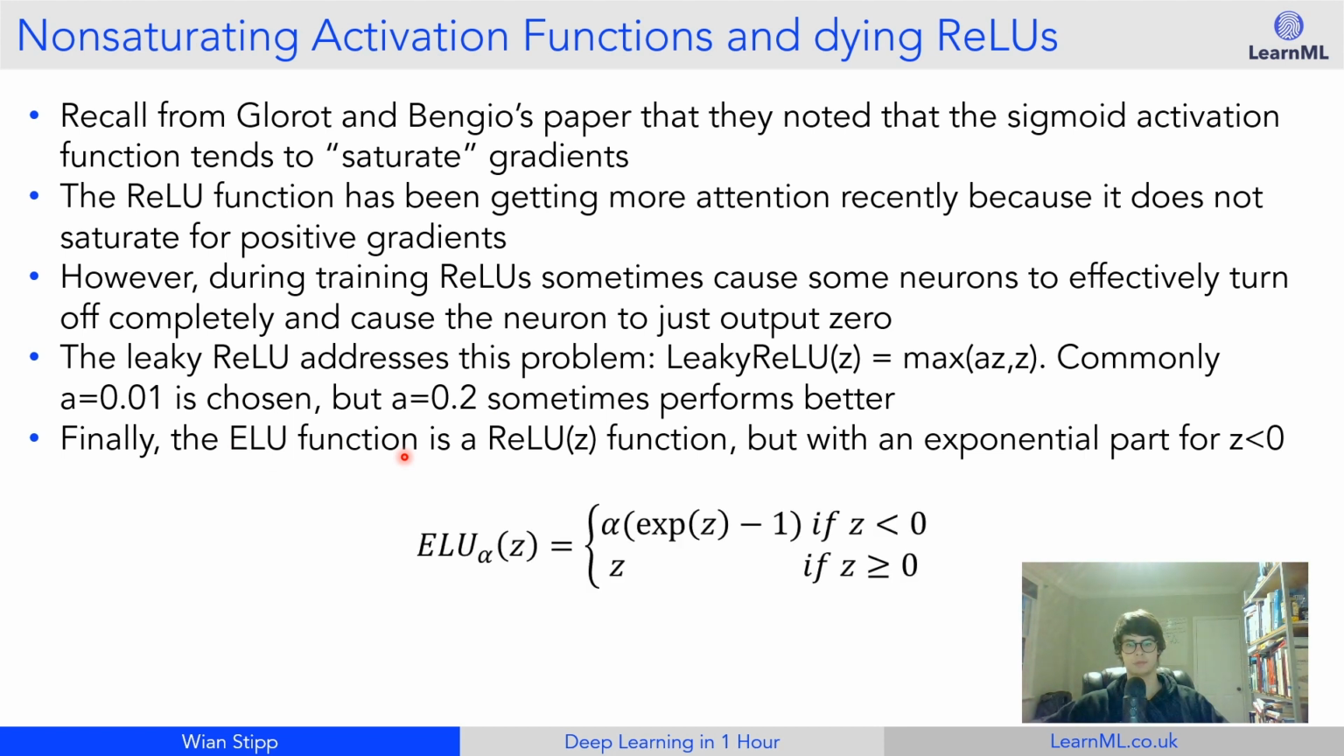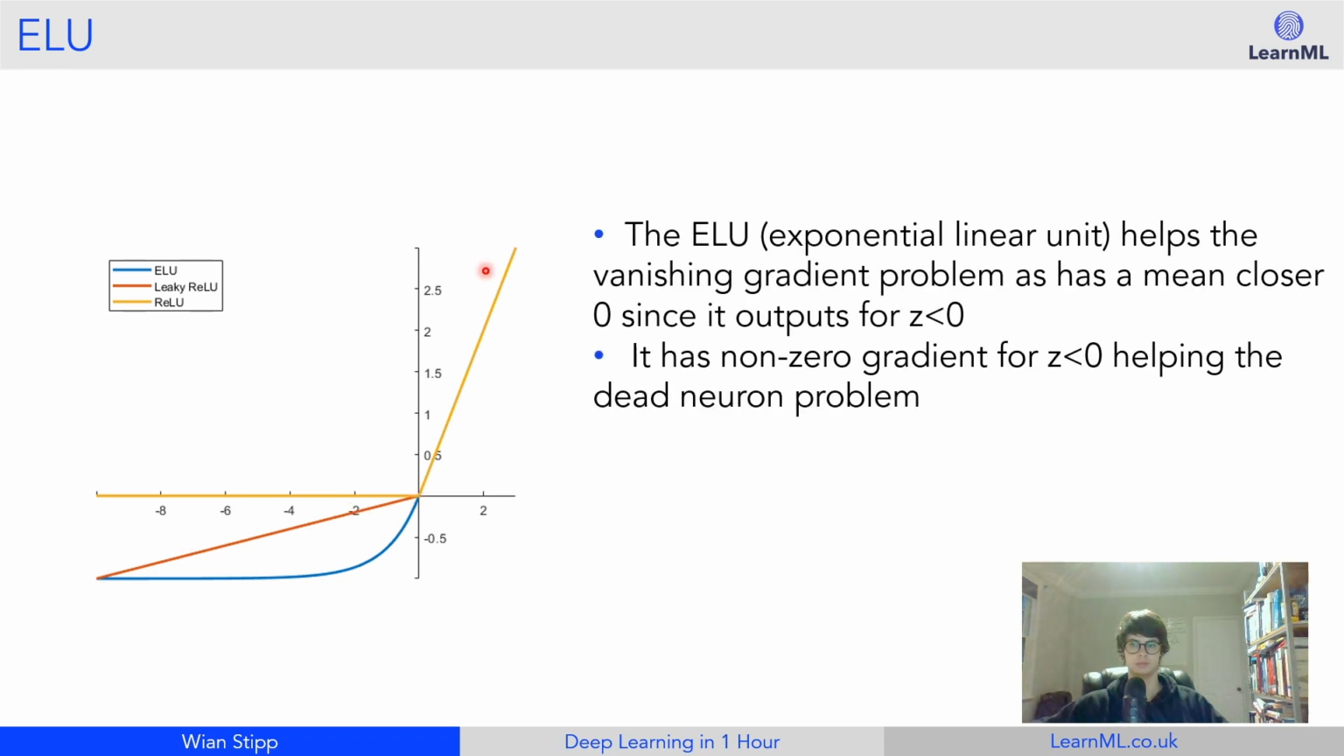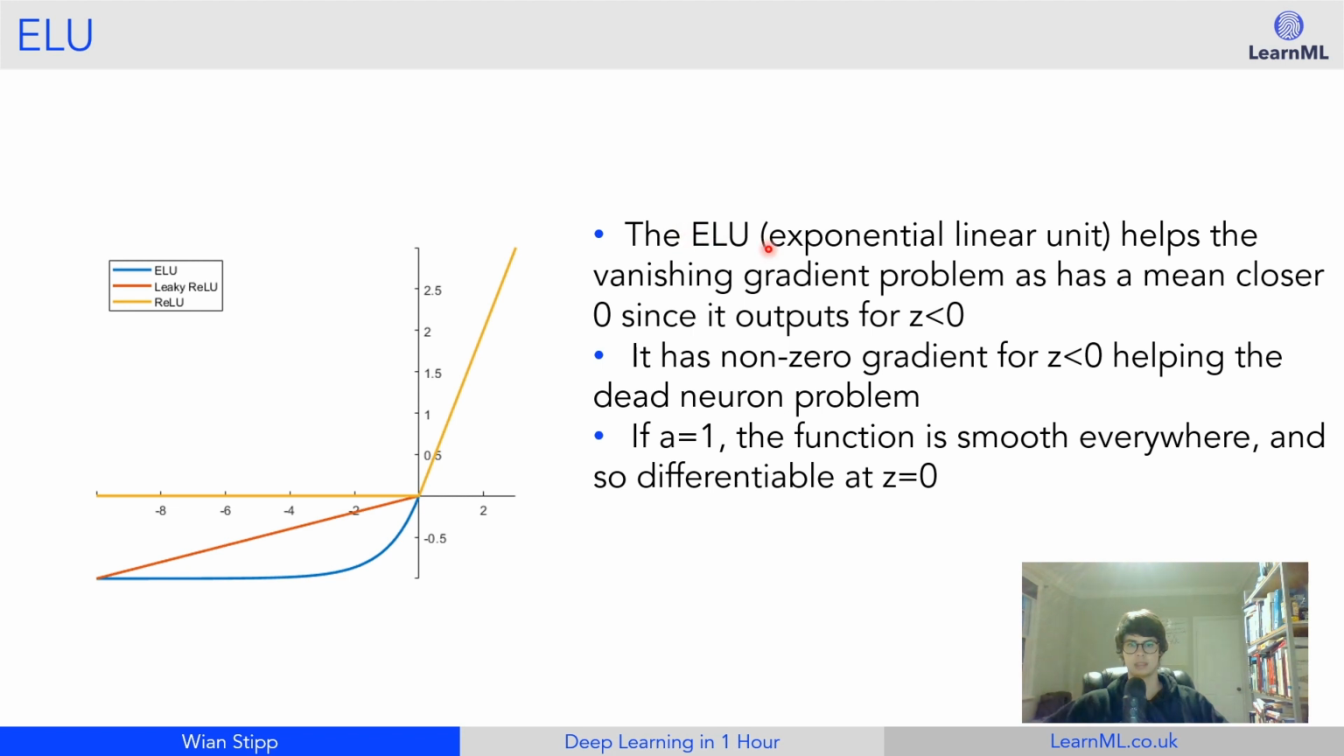And this is the formula for the ELU. And this is what it looks like. So ELU is in blue here. ReLU is here, and then leaky ReLU is here. So why does the ELU help? Okay, well, it helps the vanishing gradient problem as it has a mean closer to 0 for outputs less than 0.